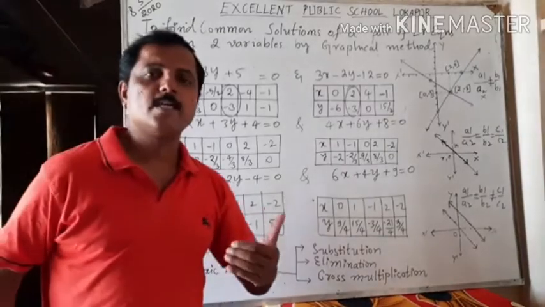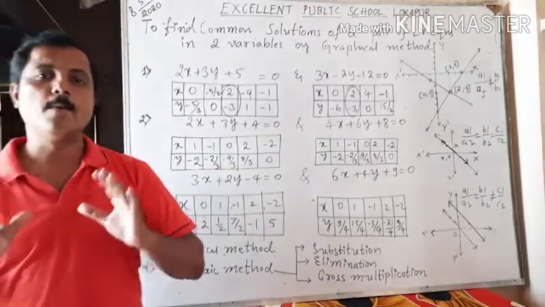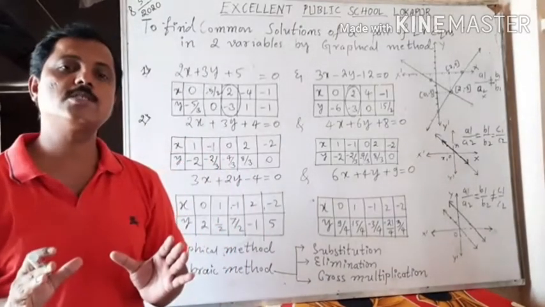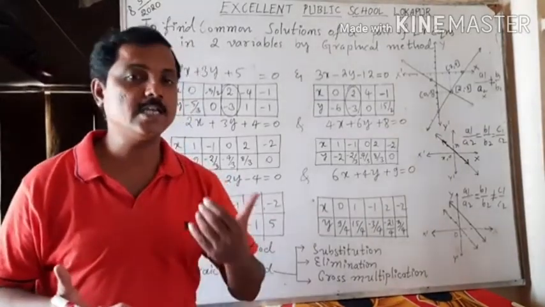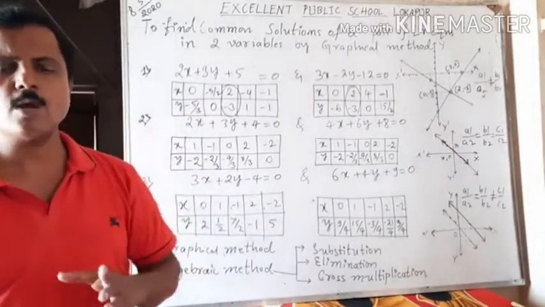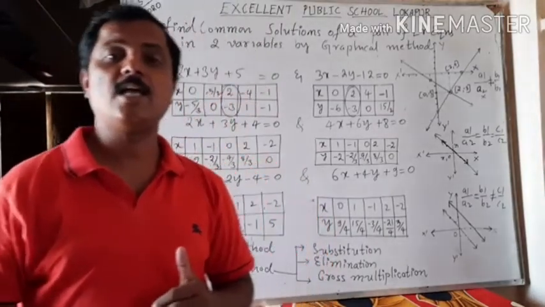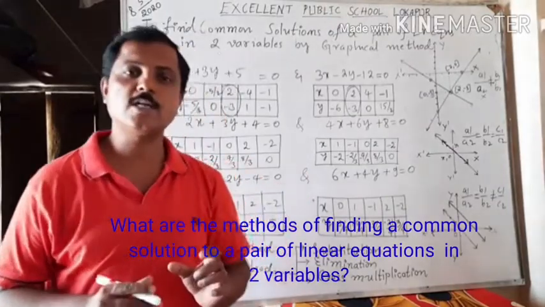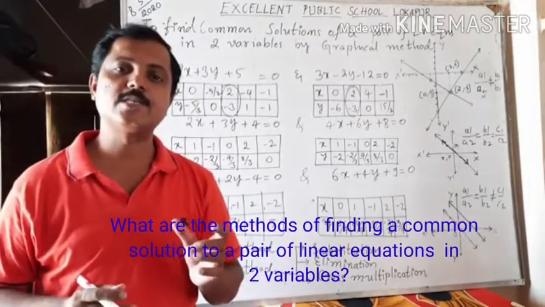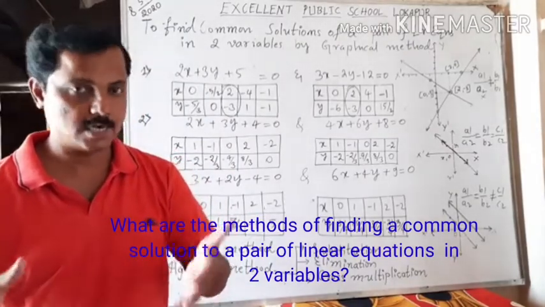So, this is what we have learned about the meaning of common solutions or common solution to a pair of linear equations in two variables. Now children, what we are going to learn next is how to find this common solution for a pair of linear equations in two variables. That we are going to discuss now.